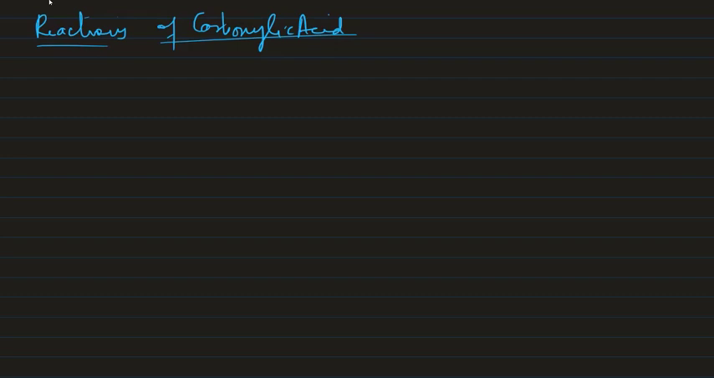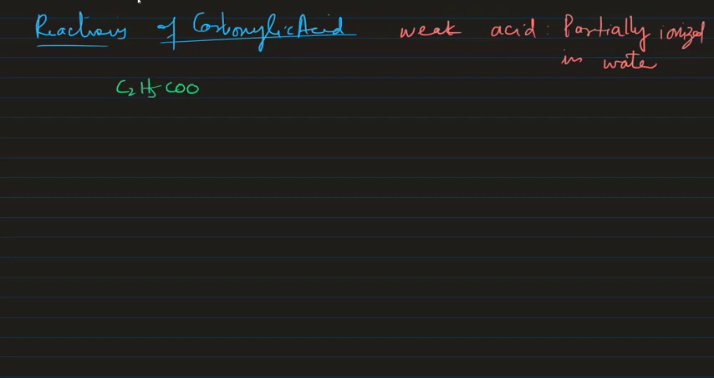Now let's see the reactions of carboxylic acids. One thing that you must know is that carboxylic acids are weak acids. Weak acids are those acids which are partially ionized in water. So whatever carboxylic acid you have, for example, C2H5COOH, propanoic acid, when you put it in water, it will slightly ionize, with the reversible sign.